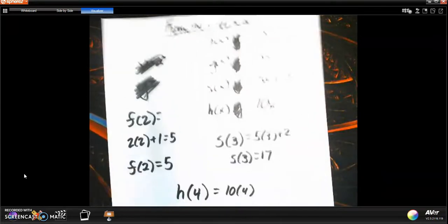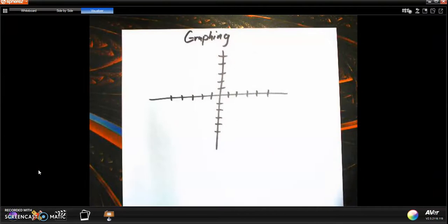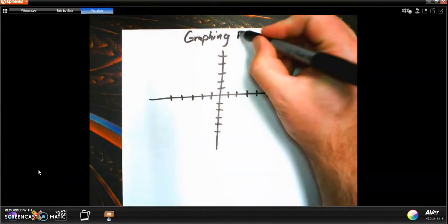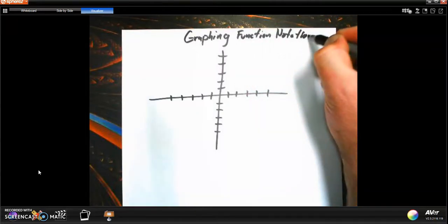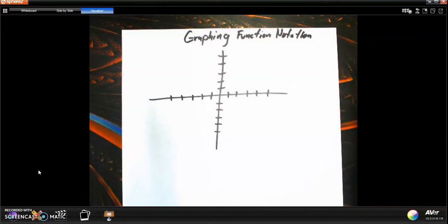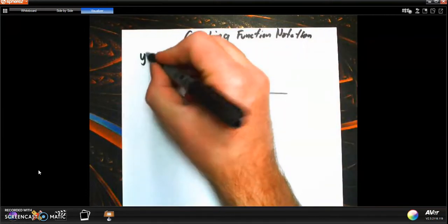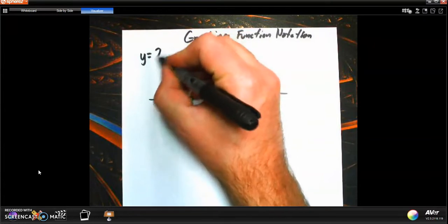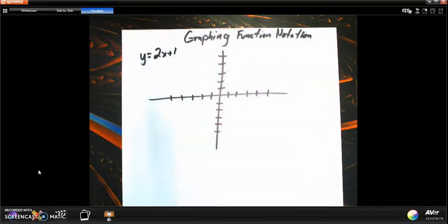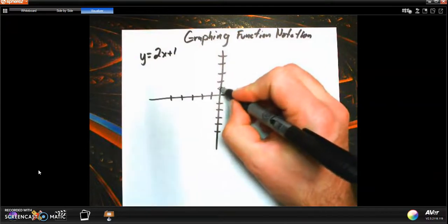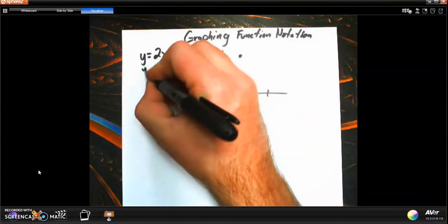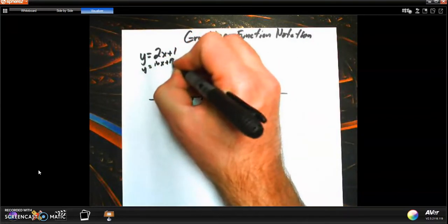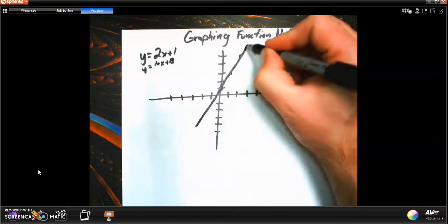Okay, now let me show you something else. So now we're going to go to graphing, how they use function notation in a different way. Graphing function notation, right? So let's say I want to graph the equation y equals, let's go with 2x plus 1. Okay, well that means you start at 1 and you go up 2 over 1, up 2 over 1. That's y equals mx plus b, right? So it looks like this, okay?